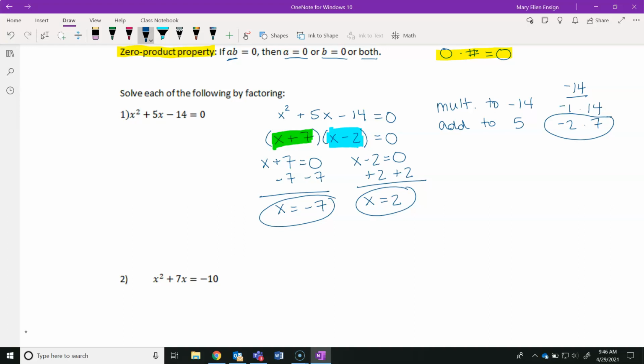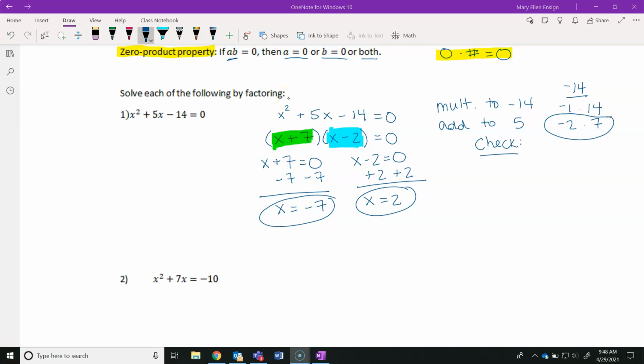So again, what we did was we said that either x plus 7 or x minus 2, one of those two has to equal 0 because of that zero product property. So what if x plus 7 were the one that equaled 0? Well, then I'd solve x equals negative 7. What if x minus 2 were the one that equaled 0? Well, then I'd solve it and I get x equals 2. So I have two answers, okay? It's not that I have to choose one or the other. It's that both of those numbers make this equation true. Let's go ahead and check this.